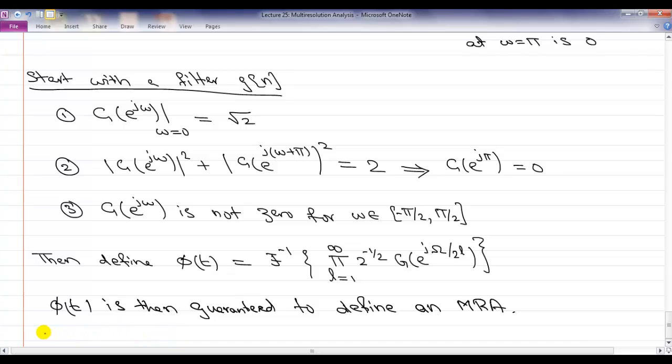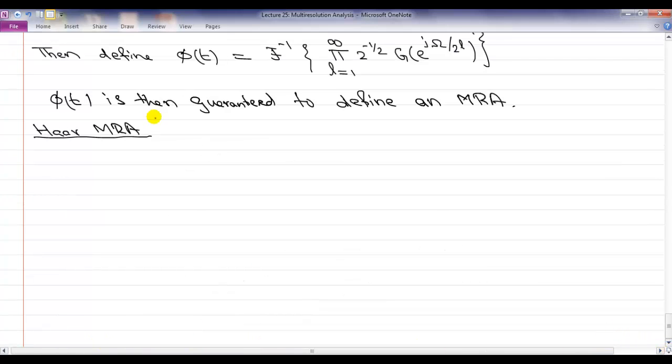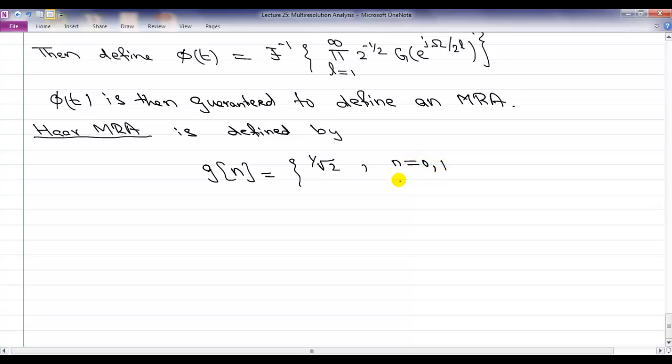So in the case of Haar, the Haar multi-resolution analysis is defined by, for example, g of n equals 1 over square root of 2 for n equal to 0 and 1, and 0 otherwise. So you can talk about going to the Haar wavelet from this filter g of n. Okay. So we'll end here this class.